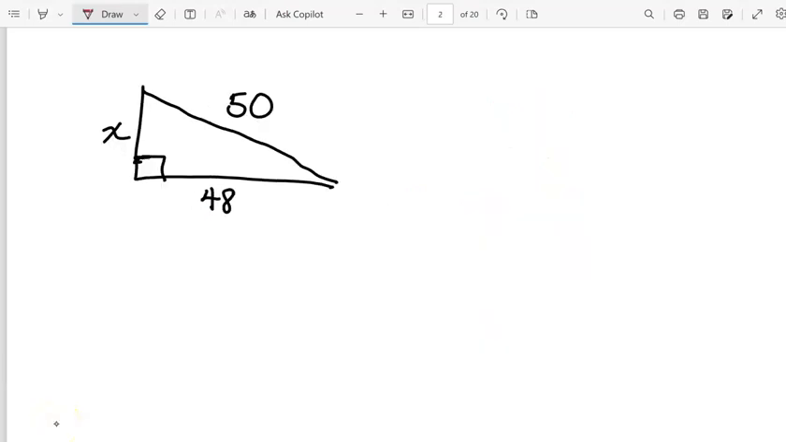Now here's a fun example that takes this a step further. We have a right triangle, and the two longer sides are 48 and 50, which in this case are not one apart. They're actually two apart. But what you might notice is that because they're two apart, they are both divisible by 2. So 50 is 2 times 25, 48 is 2 times 24.